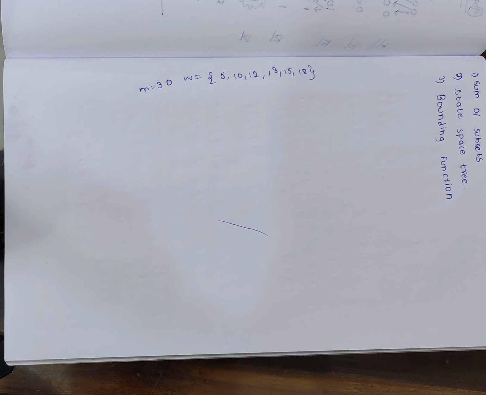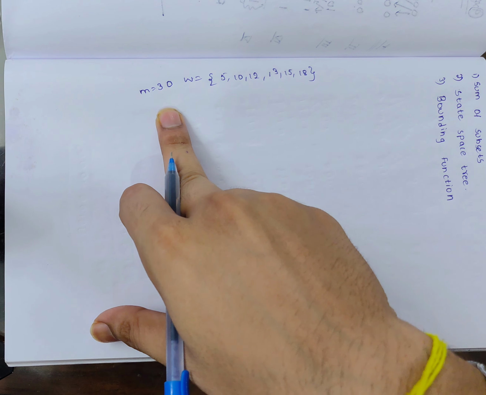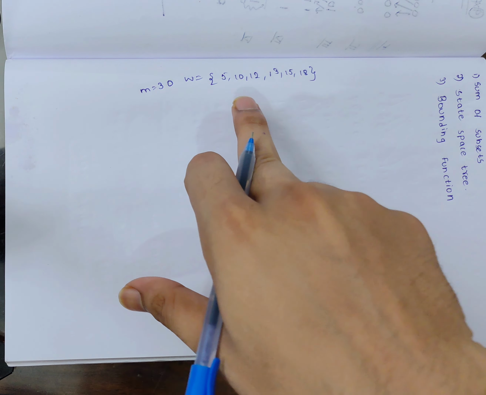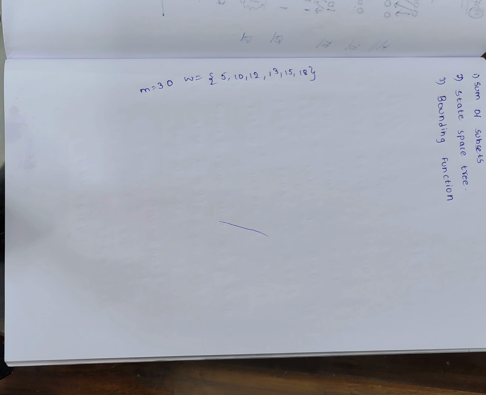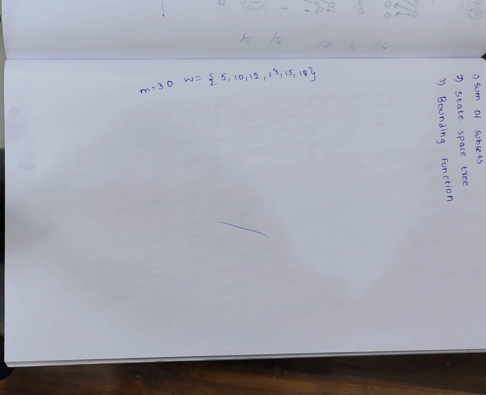How the question will be asked: solve the following problem and draw a portion of the state space tree. We have to draw the state space tree where m equal to 30. The sum of the subset will be 30, and the subset contains 5, 10, 12, 13, 15 and 18 as its elements. Now what do we have to do? First, in the given example, we need to understand the question: what is meant by subset and what is being asked.